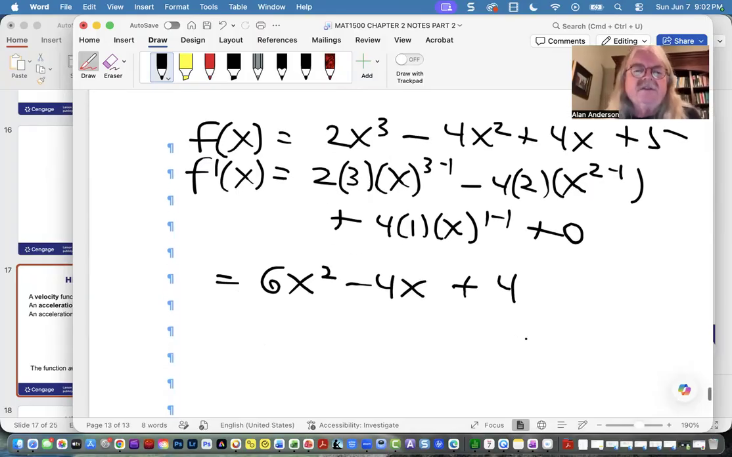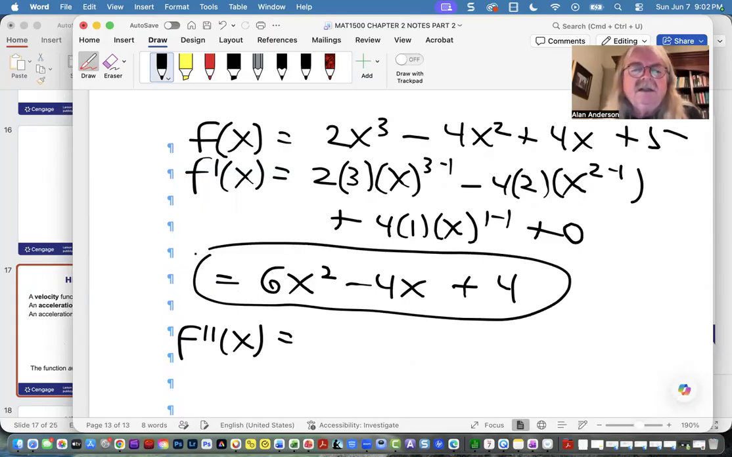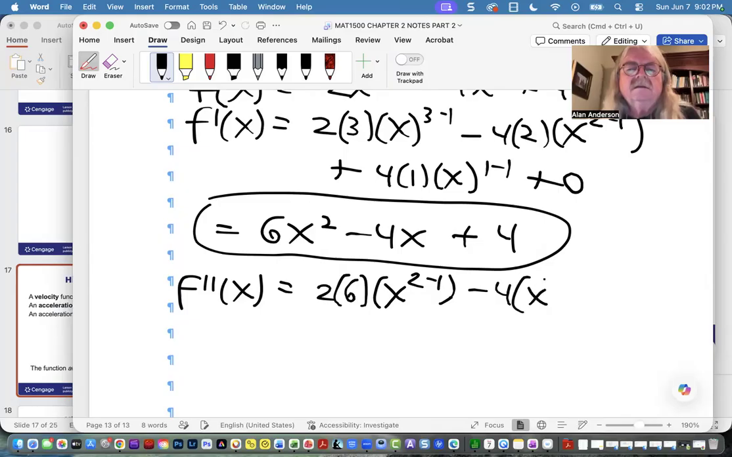And then the second derivative means you're applying the same rules to the first derivative. In the same way, same rules, same everything. Actually, to be consistent, let me write it like this.